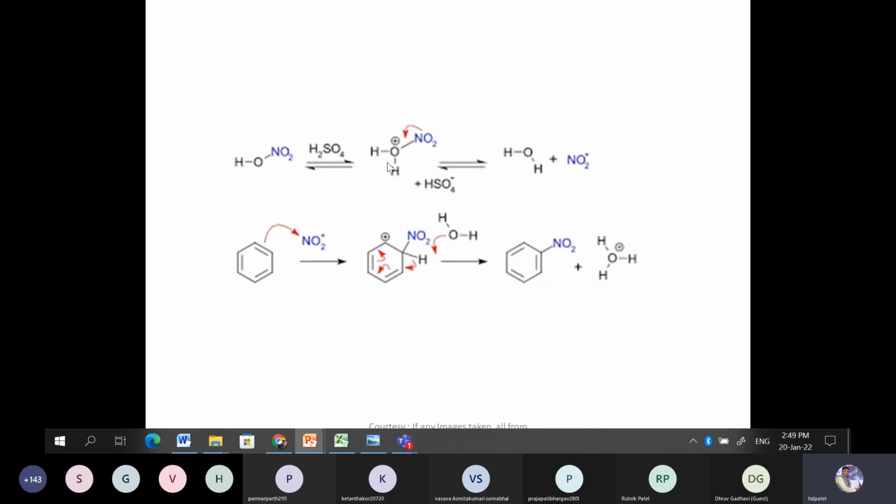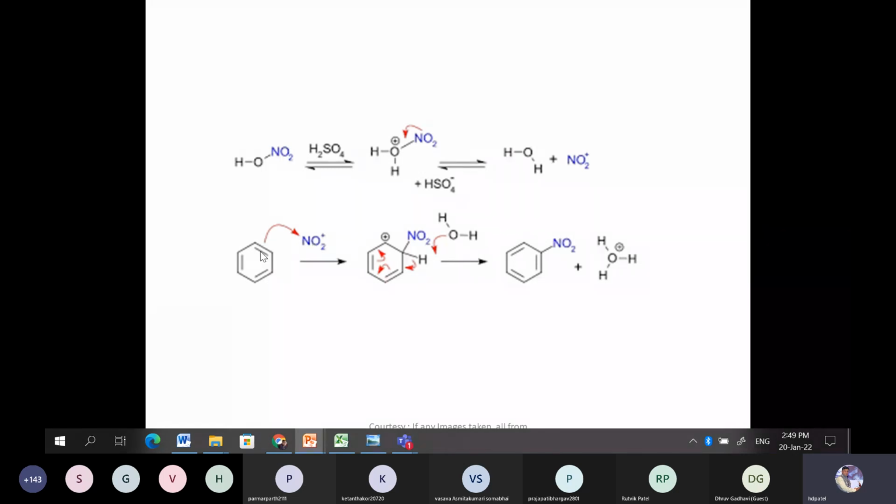Now here oxygen has a positive charge and its electronegativity is higher compared to nitrogen. So oxygen will pull electrons from the nitrogen, and as a result we will get NO2 plus, the nitronium ion. Now NO2 plus has a deficiency of electrons, which is known as an electrophile.